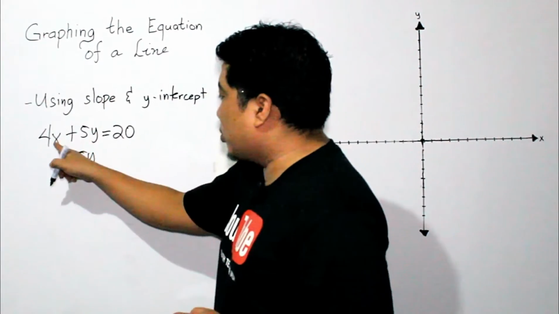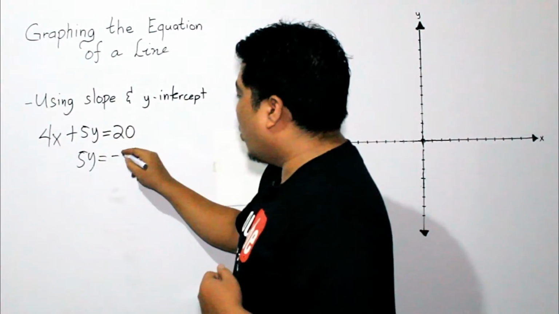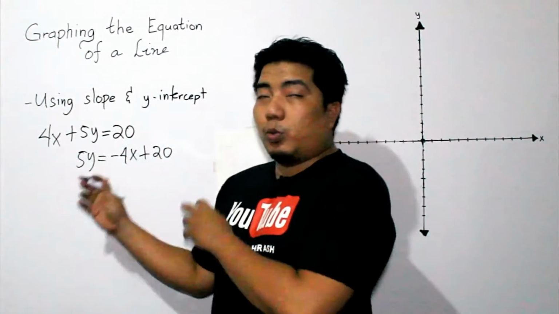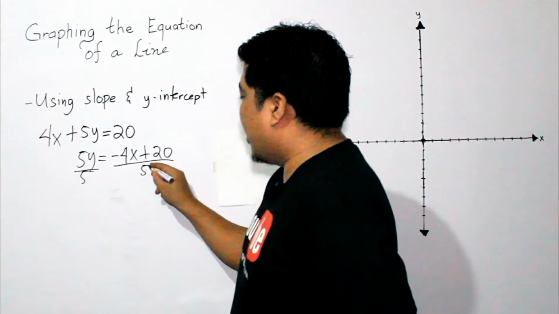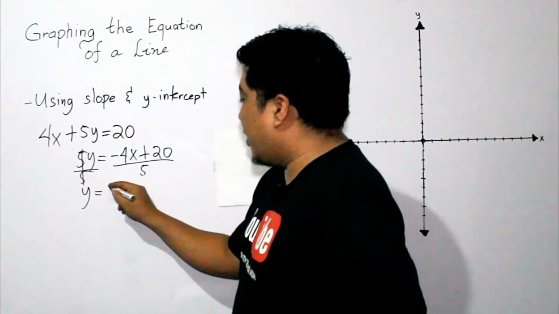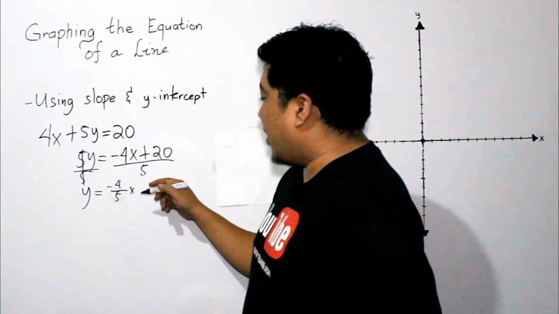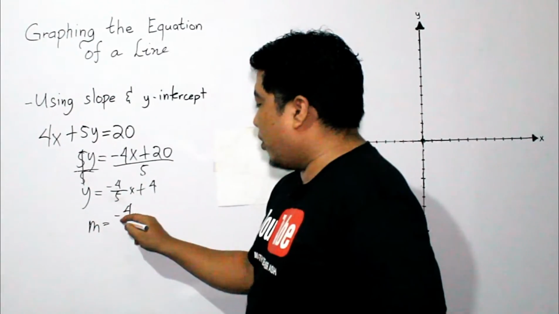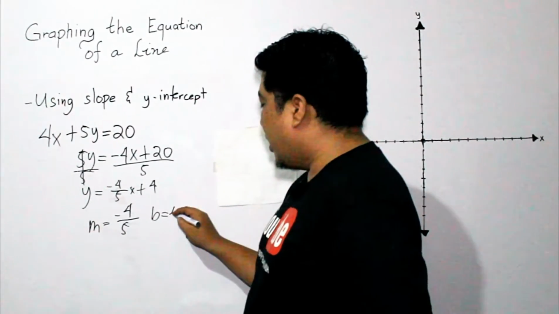First, we transpose our term with the x. Okay? So we transpose it to here. We have negative 4x. And then we copy plus 20 because we did not move anything there. And then we divide the whole equation by 5. Okay. So that is y, and then negative 4 over 5. So that cannot be simplified, so we just copy. 20 divided by 5, that is positive 4. So therefore, our slope is negative 4/5. And our y-intercept, okay, is 4.